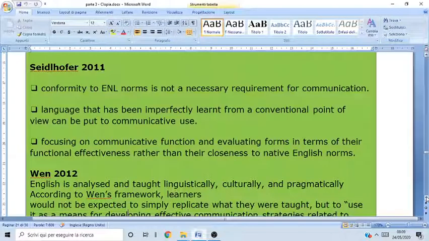Then, what does this other scholar say? Sedelhofer, 2011. Well, he goes a little further and he says that conforming to English as a native language norms, to the norms of English that is used by native speakers, is not necessary because you have to get the message across. That's the aim of communication. So it doesn't matter if you make mistakes. It doesn't matter if you don't use, let's say, proper grammar, the one that you were supposed to learn.